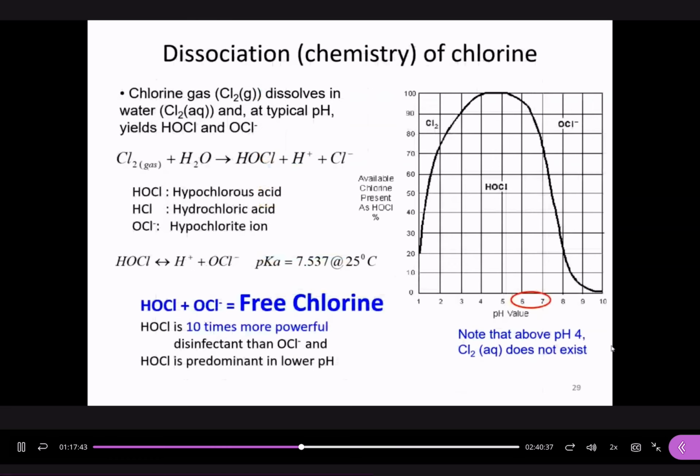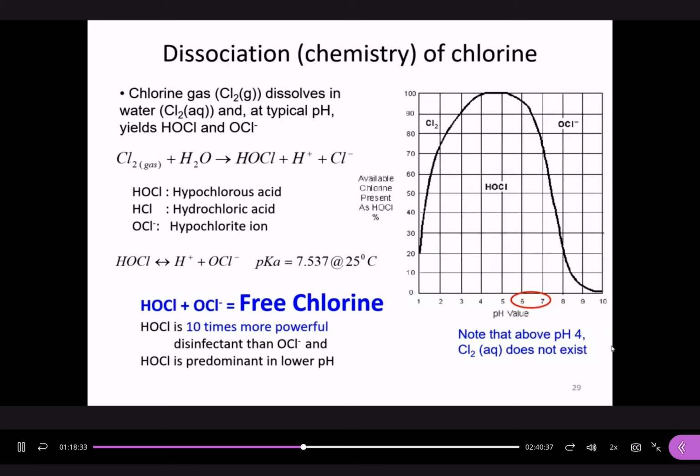And what is free chlorine? We have chlorine gas, and this gas can dissolve in water. At typical pH, we have hypochlorous acid and hypochlorite ion produced. This is the reaction: chlorine gas plus water gives hypochlorous acid, proton, and chloride. And the dissociation of hypochlorous acid produces hypochlorite.